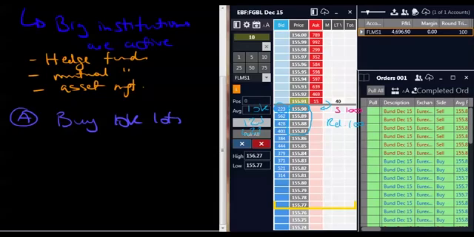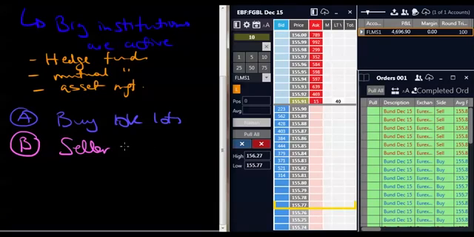Now, let's just say we're looking potentially at a large absorption seller in the market. So this is another scenario. Let's just say in scenario B, we have a seller of, for example, 1.5K lots.